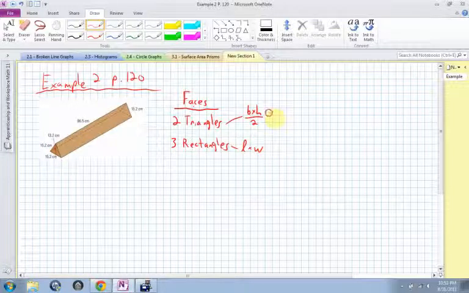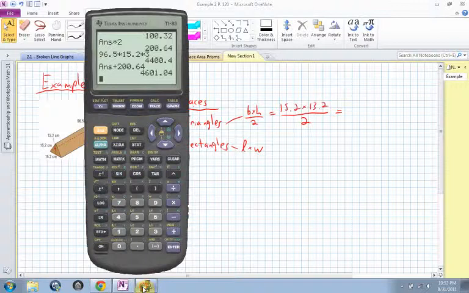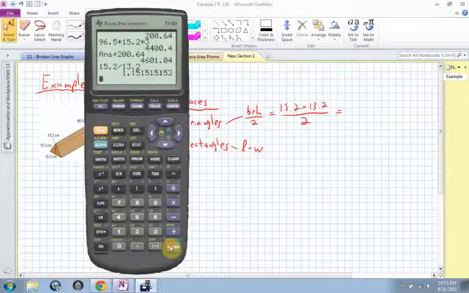So the base of my triangle is 15.2. The height is 13.2. So I get 15.2 times 13.2 divided by 2 is equal to... times, not divided by, 13.2. Then I divide that one by 2, and I get 100.32.